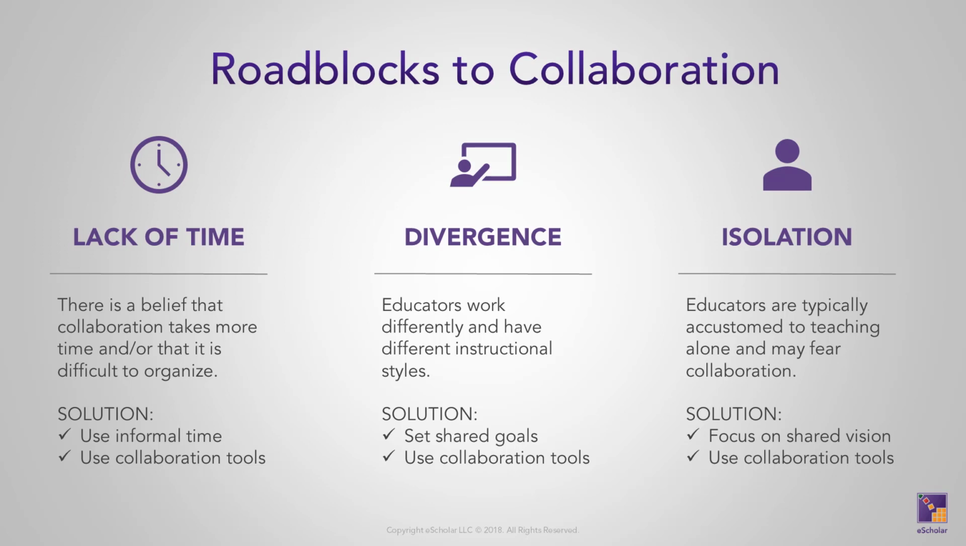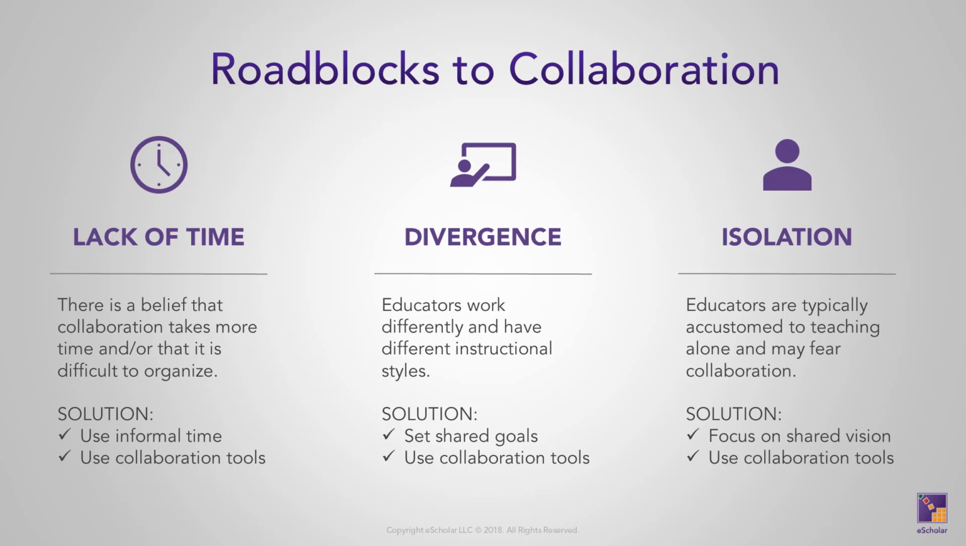Another example of a roadblock is divergence. Educators work differently and they have different instructional styles. So there can be a roadblock in that they teach differently, so they don't think that they can work together in certain ways. But there's always that shared goal of improving student learning and improving outcomes. If you focus on that shared goal and the shared vision of improving outcomes, it can help revert that roadblock of divergence. Another way around that is to use collaborative tools so that people can still continue to use their own methods and styles, but use the tools to make it work together.